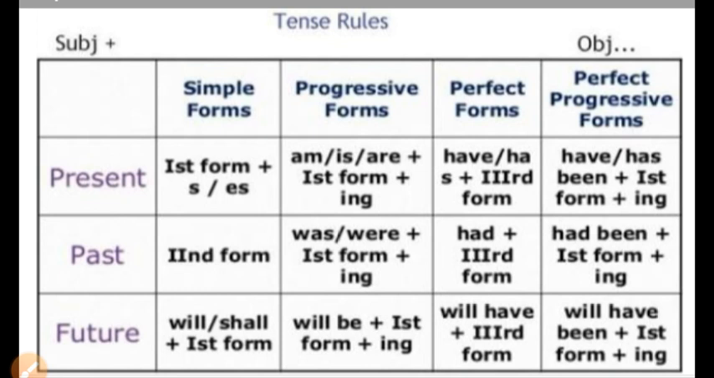Now let's study perfect continuous forms. So if it is present perfect continuous, so it has, have plus been plus first form of the verb plus ing. Past perfect continuous, had been plus first form of the verb plus ing. Future perfect continuous, will have been plus first form of the verb plus ing.